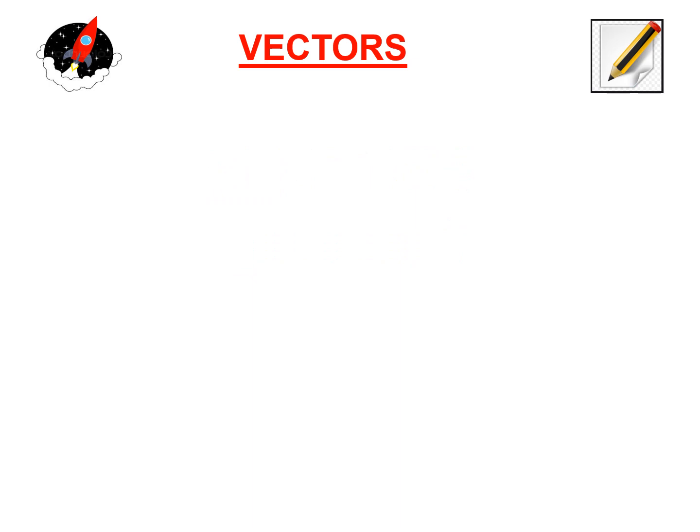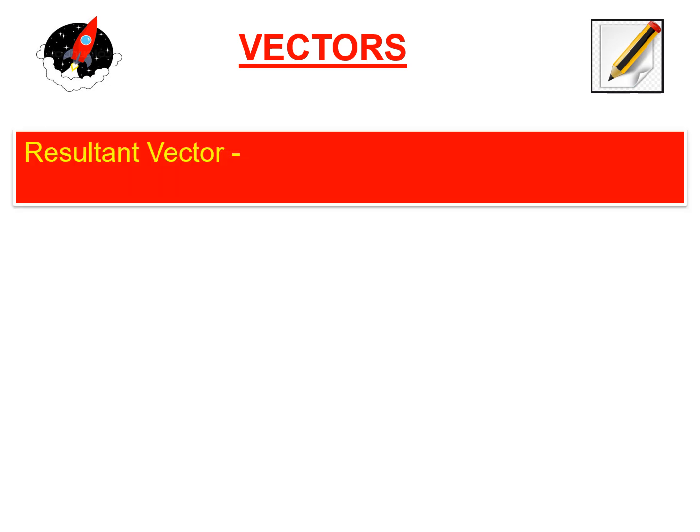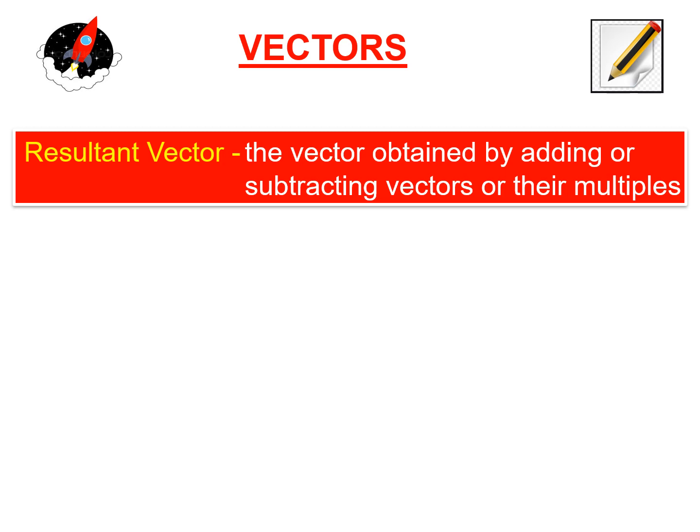Now, the reason we're going to look at adding, subtracting and multiplying vectors today is because in this lesson we're going to be asked to find resultant vectors. So we need to know what a resultant vector is, and it's quite straightforward really. A resultant vector is just the vector we get when we add or subtract vectors together or their multiples.